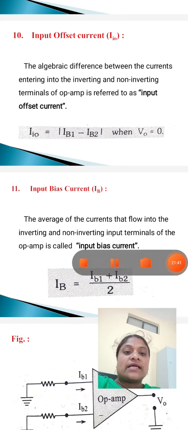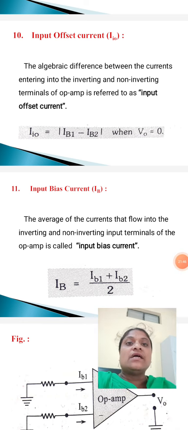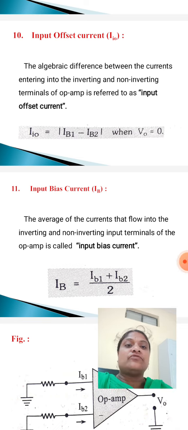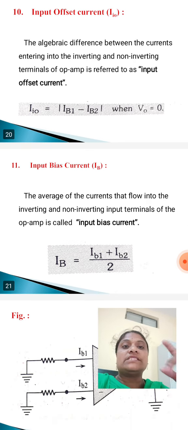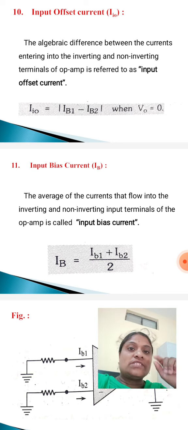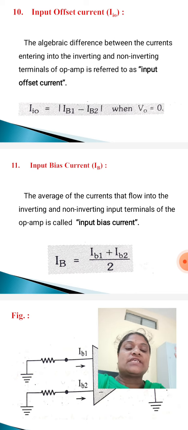The next important specification of the IC741 op amp is input offset current, denoted by IIO. What is the definition of input offset current? It is defined as the algebraic difference between the currents entering into the inverting and non-inverting terminals of an op amp.